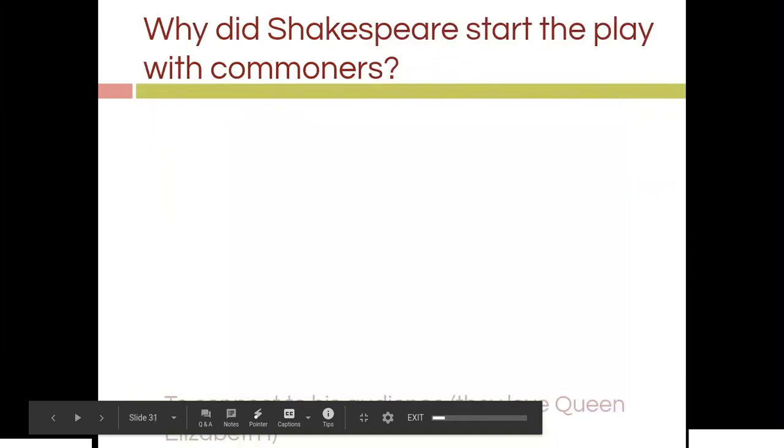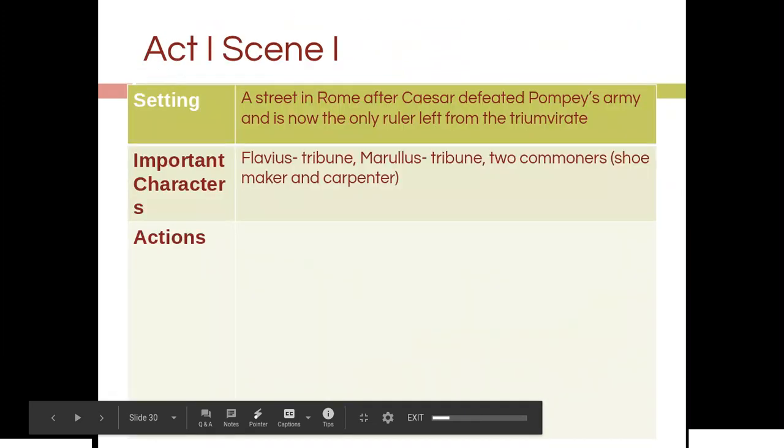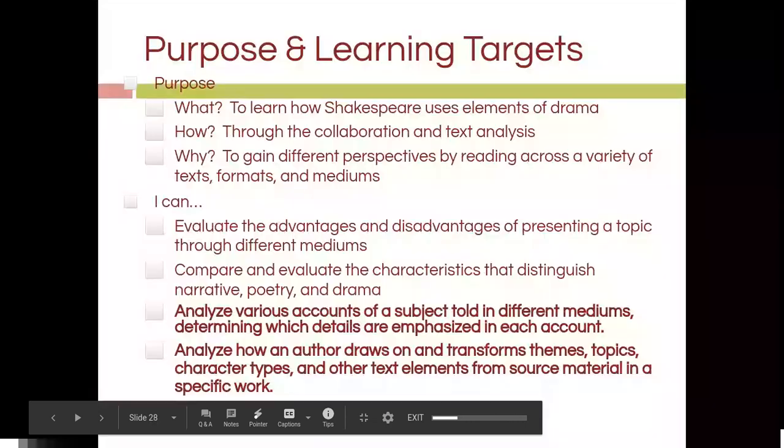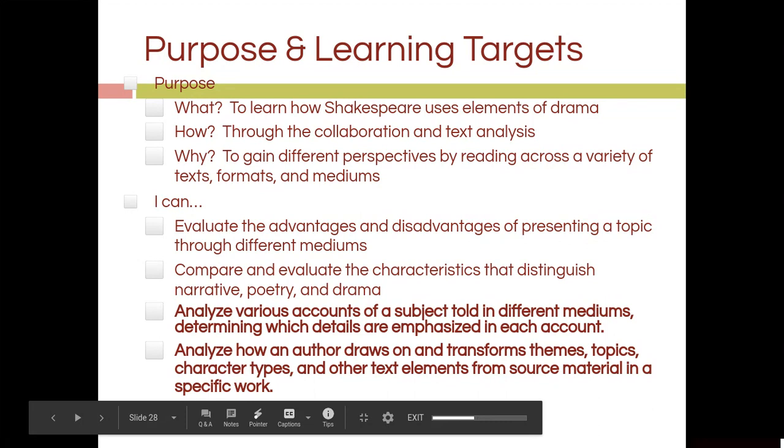Again, you can follow along. So our whole purpose was to gain different perspectives, to evaluate the advantages and disadvantages of presenting a topic through different mediums, to compare the characteristics that distinguish narrative poetry and drama. We'll discuss a little bit more of that in greater detail in the next lesson.